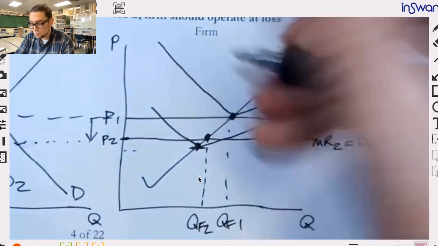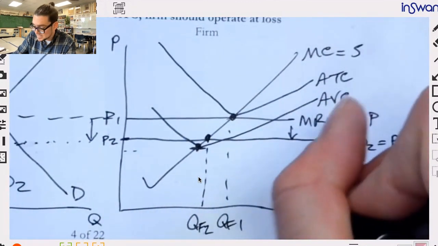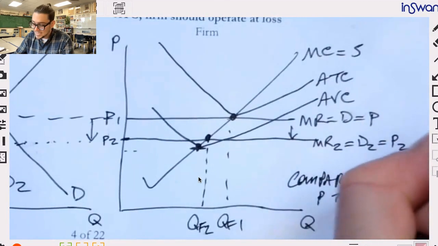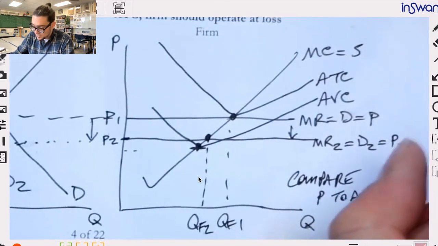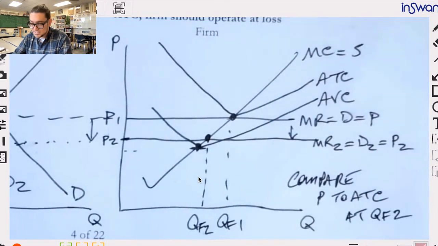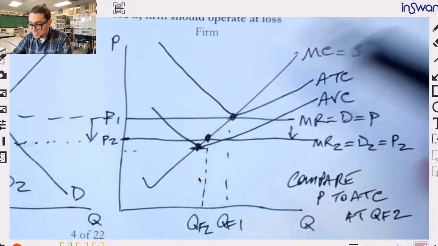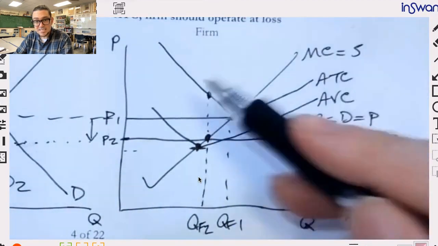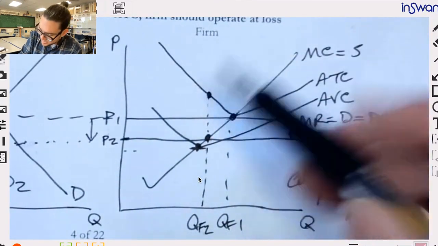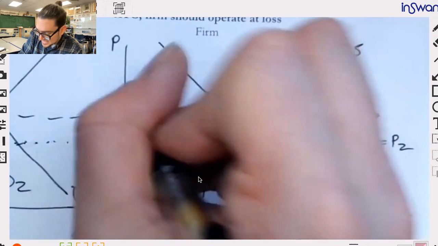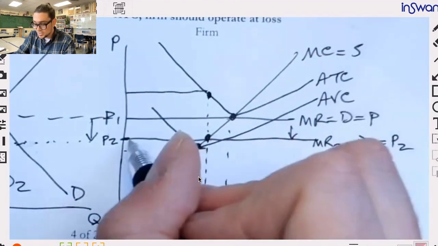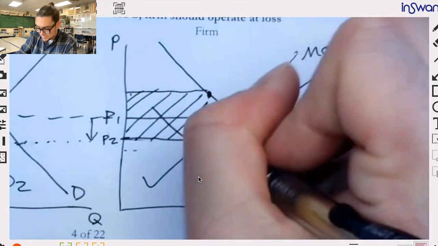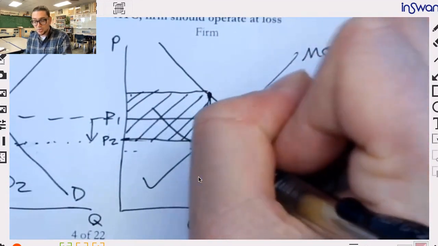And then from here we compare the price to the ATC to find the loss. Price to ATC at that quantity, at QF2. And so the price is this P2, ATC is way up here. So I go all the way up. Notice ATC at that quantity is higher. So I'm going to come over from that ATC to the new MR demand, and that area of that rectangle, coming down here, is actually our loss here.